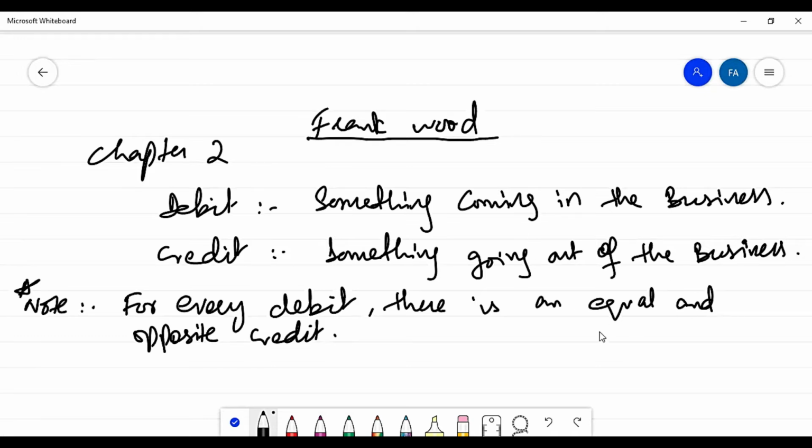Equal means the amount would be equal. The amount would be the same. If debit is 3,000, then credit will be 3,000. And what do I mean by opposite? Opposite means if debit is on one side, then credit will be on the other side. So that's why I'm saying opposite. So this is the note.